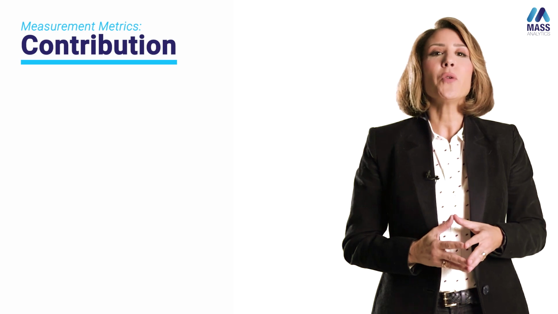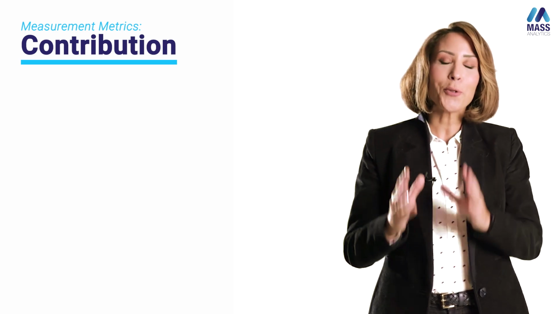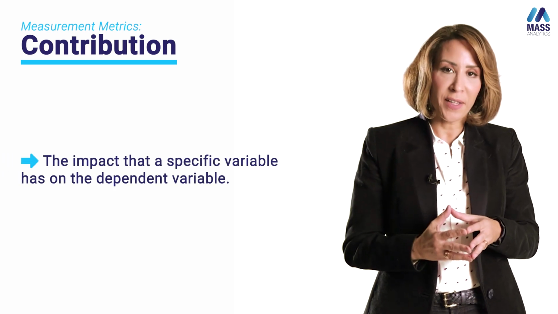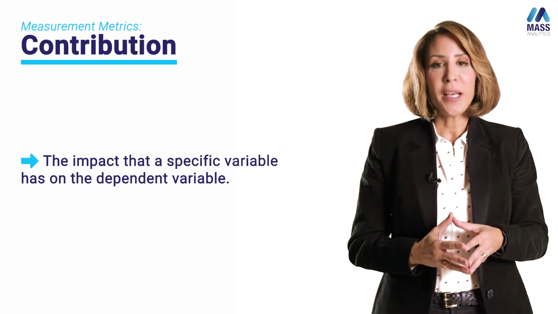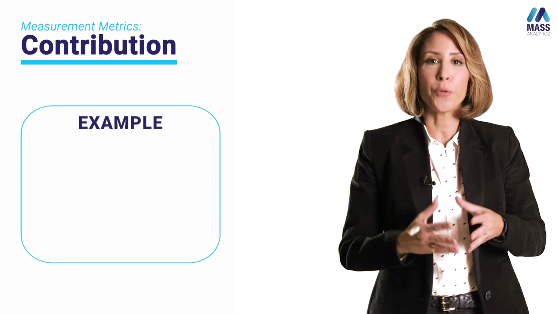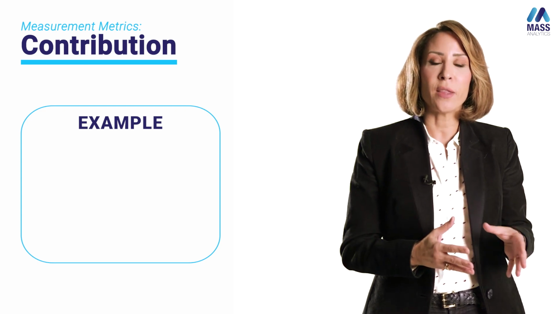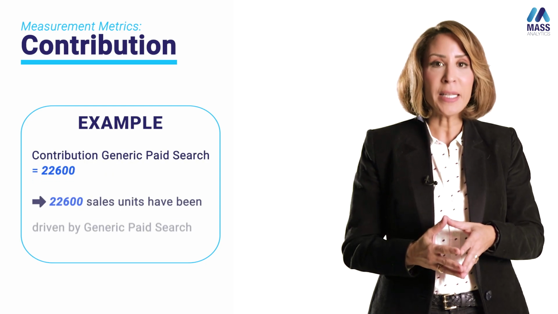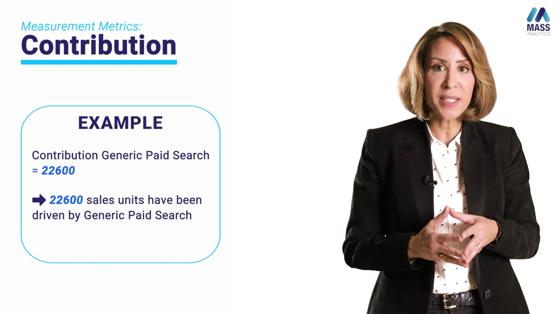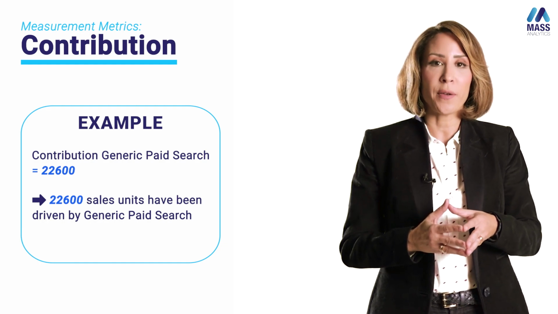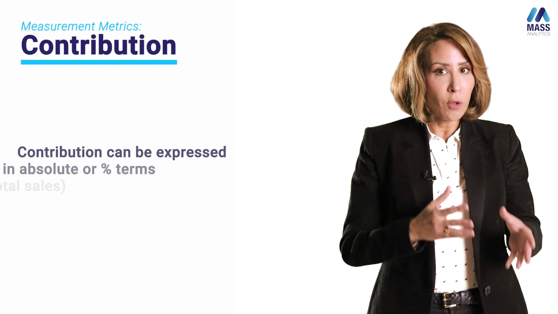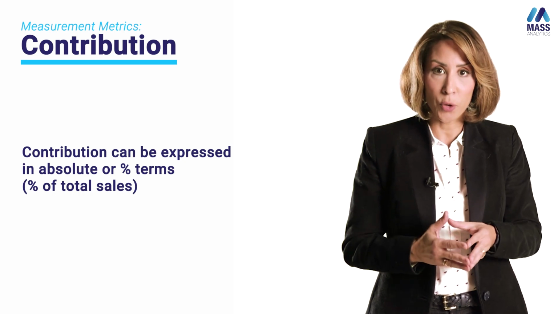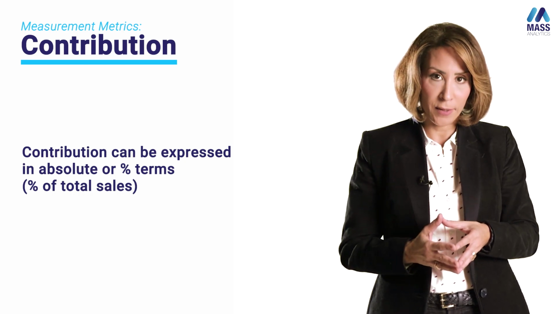Contribution is probably the most important metric to introduce here because it's the start of everything. What we mean by contribution is the impact that a specific factor had on your KPI. Say, for example, we have modeled sales in terms of units, okay? And we have measured that the contribution of paid search is 22,600 units. It means that thanks to the search activity that you have invested in, this has driven to you 22,600 units. Contribution could be expressed in absolute terms, for example, 22,600 units, or in terms of percentage of total sales.